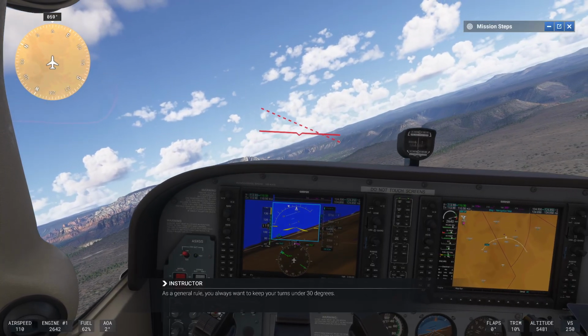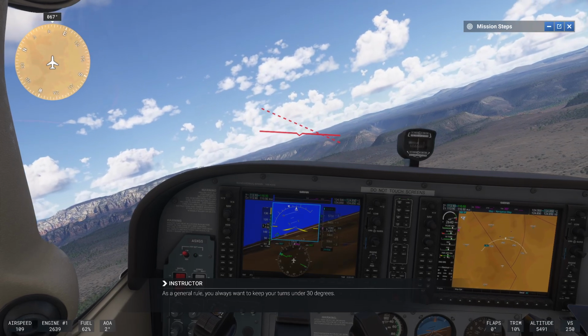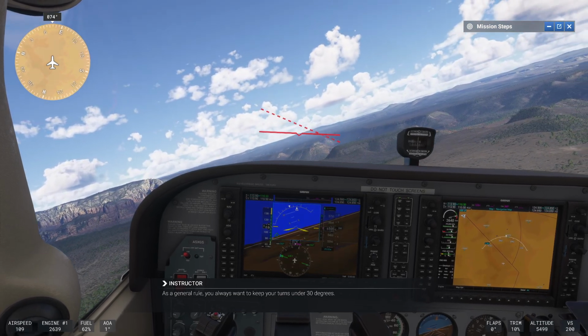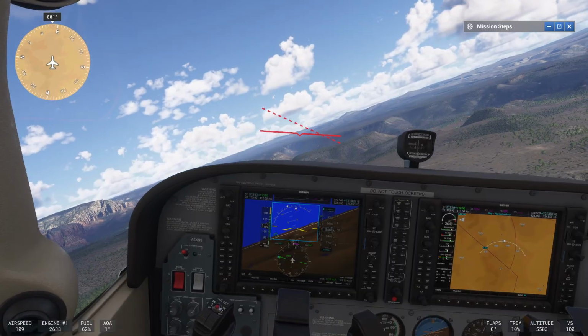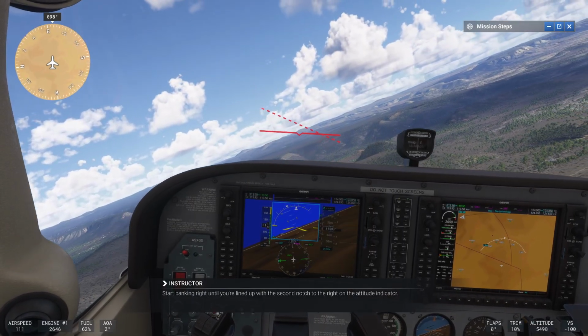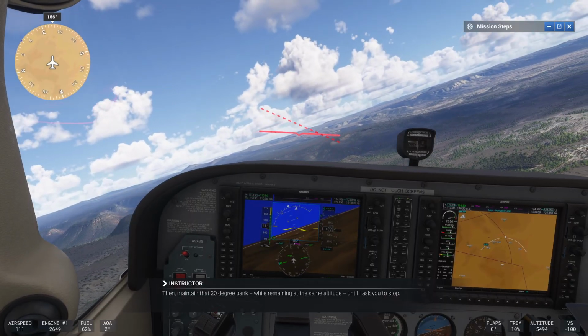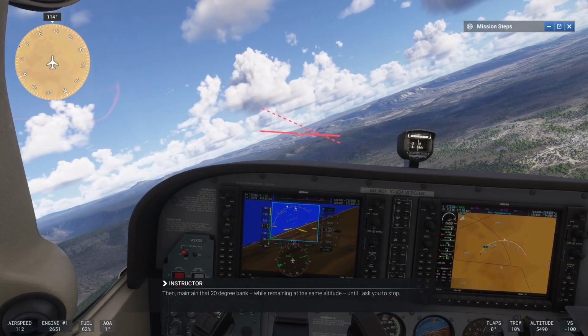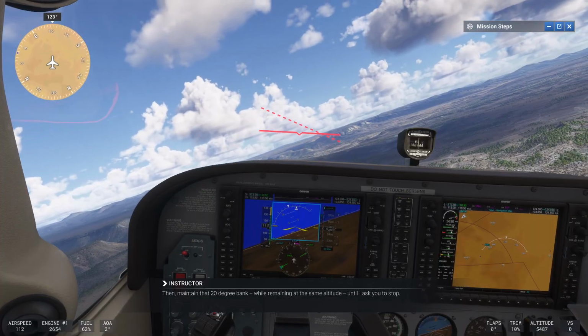As a general rule, you always want to keep your turns under 30 degrees. Start banking right until you're lined up with the second notch to the right on the attitude indicator. Then, maintain that 20-degree bank while remaining at the same altitude until I ask you to stop.